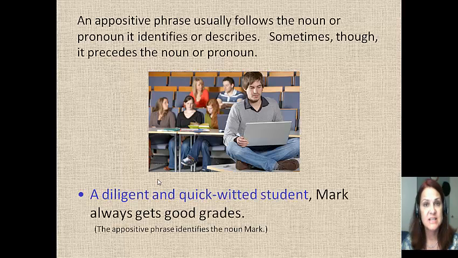A diligent and quick-witted student, Mark, always gets a good grade. Okay, now notice in this example, a diligent, quick-witted student is a phrase which describes or identifies Mark, which in this case follows it. But it's functioning as one part of speech, describing Mark.